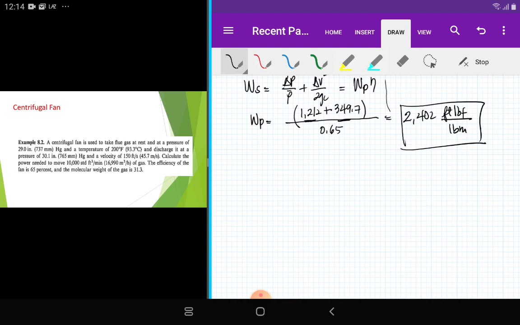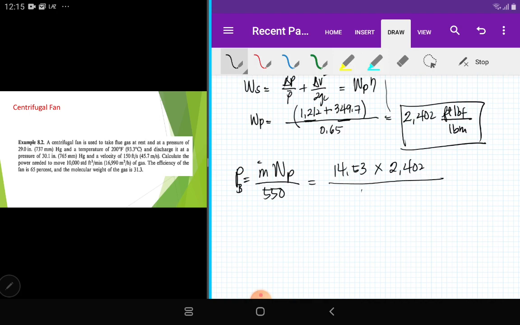Okay. And then of course, for us to be able to obtain the power required, simply convert this one to horsepower. So power is equivalent to the mass flow rate multiplied with the calculated work pump divided by the conversion factor of 550. So this will become 14.53, the one that we have calculated already a while ago, multiplied by 2,402 feet-pound force per pound mass. Converting this value to horsepower, the answer is 63.5 horsepower. So this is the horsepower required to push 10,000 standard cubic feet per minute of air.